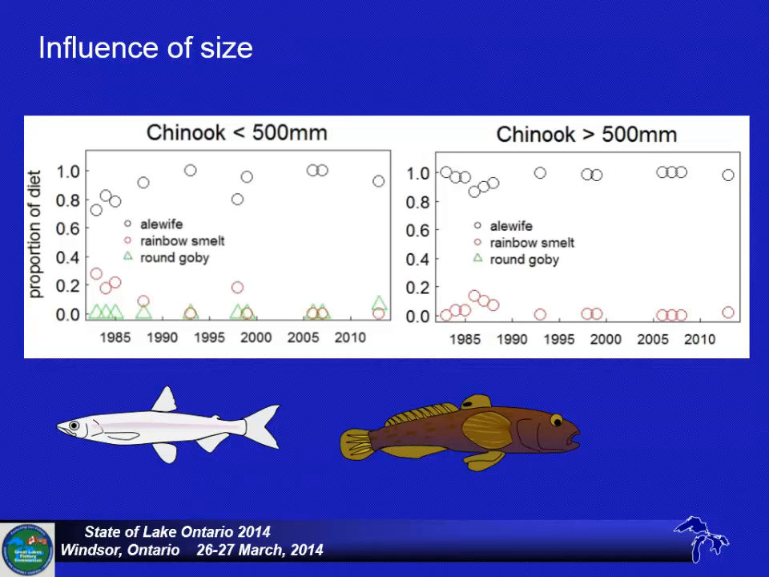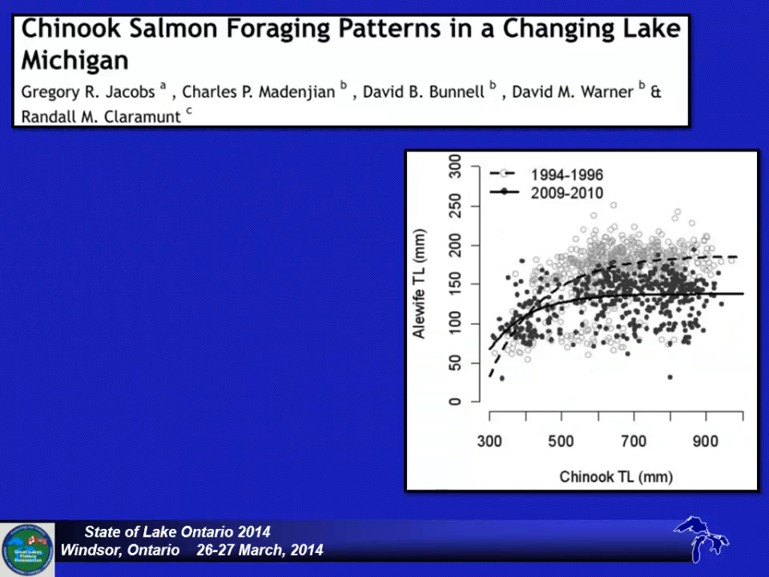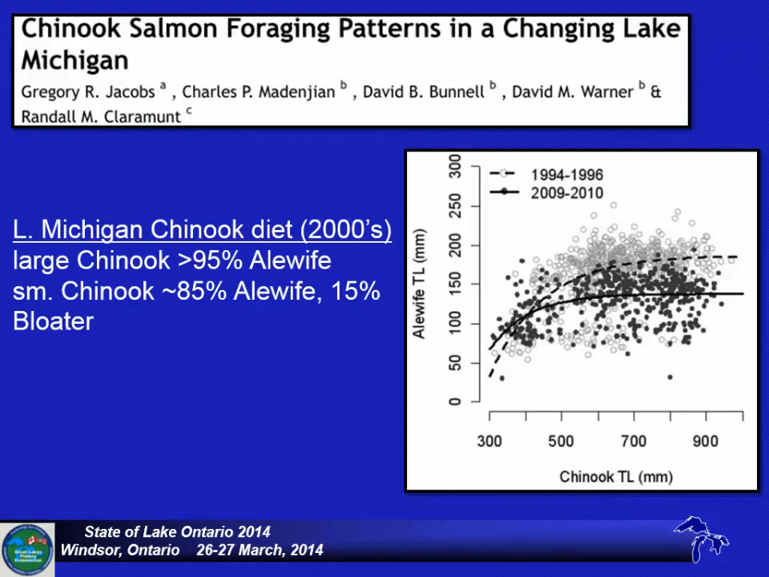Also, rainbow smelt, some of these alternative forage species are likely to be more prevalent in the smaller age classes or the smaller sizes of Chinook salmon. As I mentioned, a paper by Jacobs et al. looked at the Chinook foraging patterns in Lake Michigan, and saw 2 really important things. One, in the recent diet, they saw very similar trends to what we're seeing: large Chinooks eating large alewife. Smaller Chinooks will take advantage of other species. So in this case, bloater actually make up about 15% of the diet by dry weight.